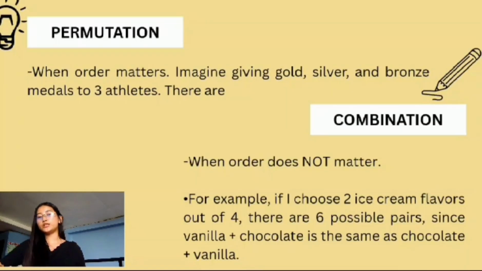When we say permutation, it is when order matters. Imagine giving gold, silver, and bronze medals to 3 athletes. There are 6 ways to arrange who gets which medal.